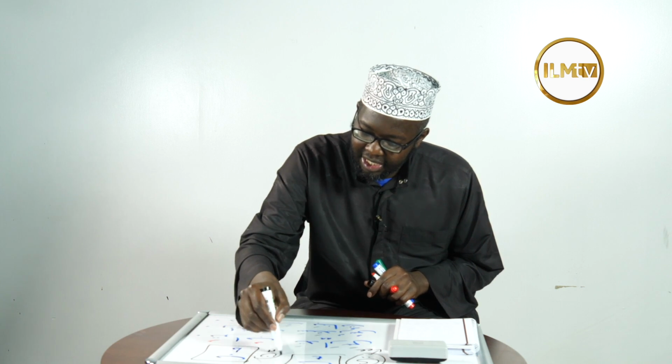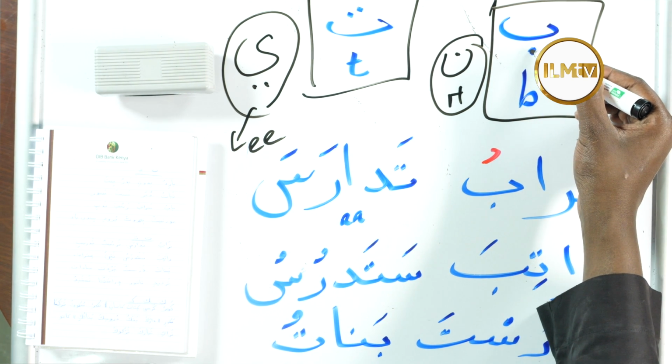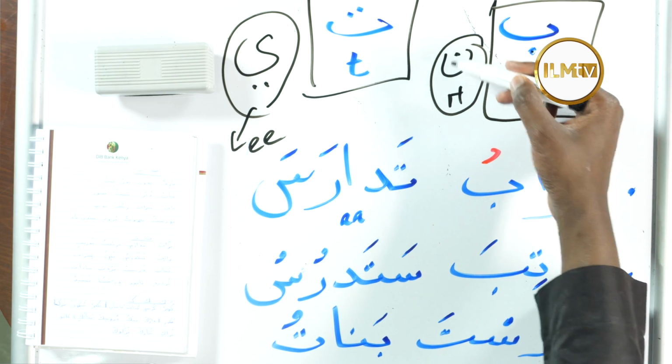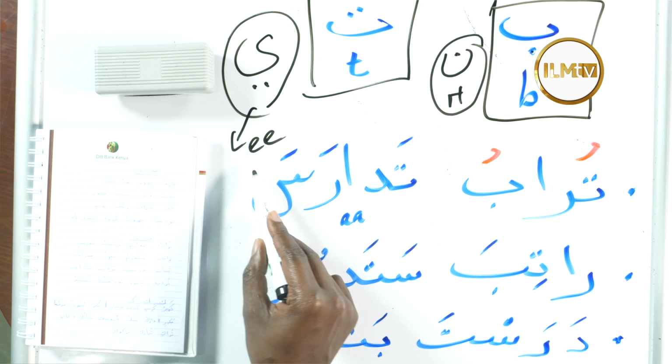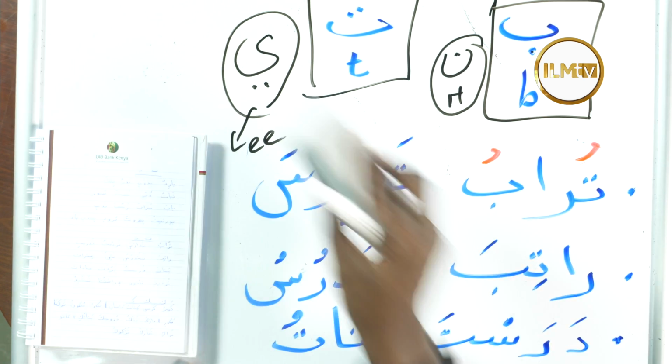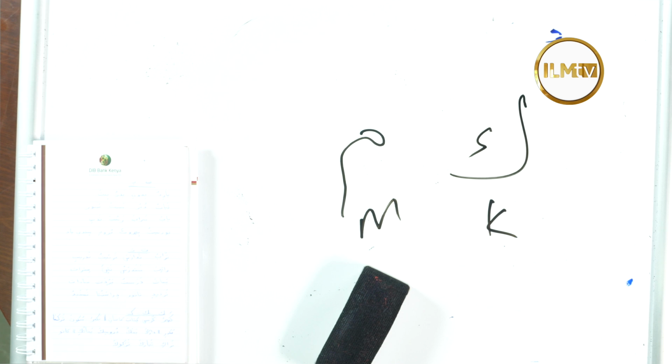Okay, let's put another one here. That's an N. Now, you need to start focusing. One dot down, it's a B. One dot up, it's an N. Two dots up, it's a T. Two dots down, it's an E. So I think we stop here. Inshallah, tomorrow or the next episode, we are going to do a K and an M.